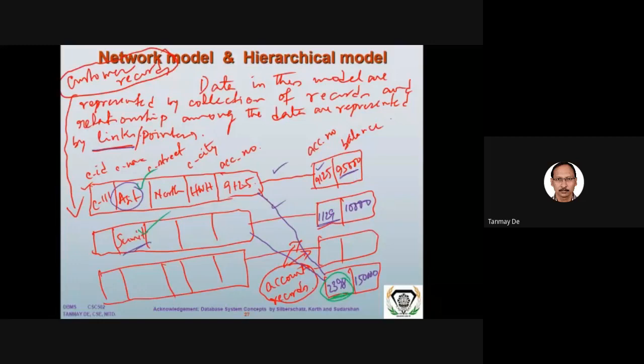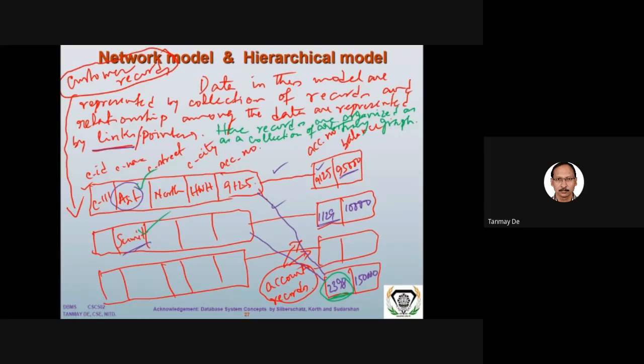That is, here records are organized as a collection of arbitrary graph. Okay.